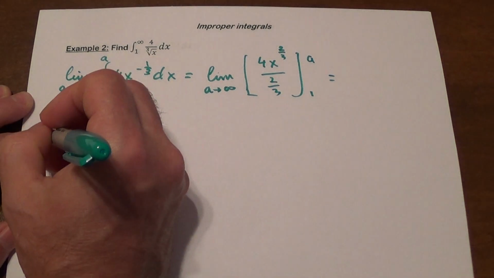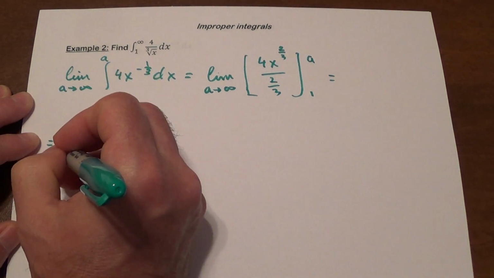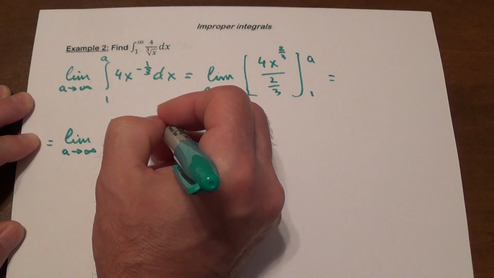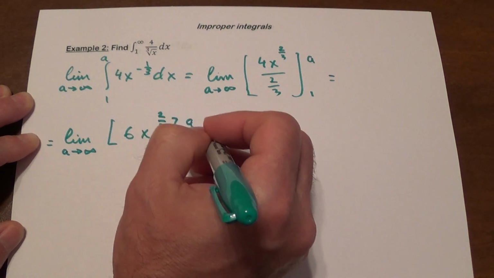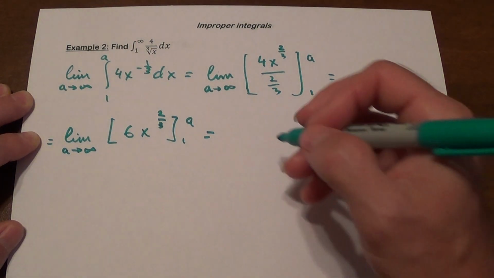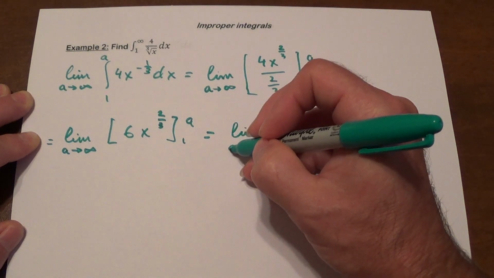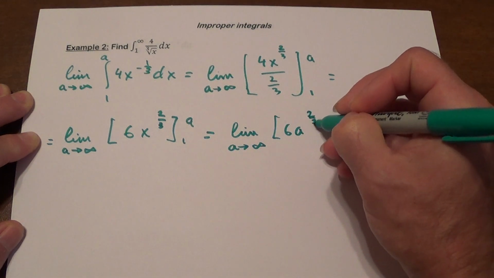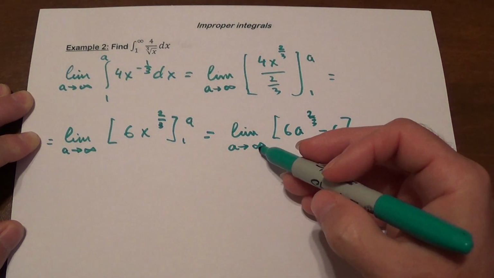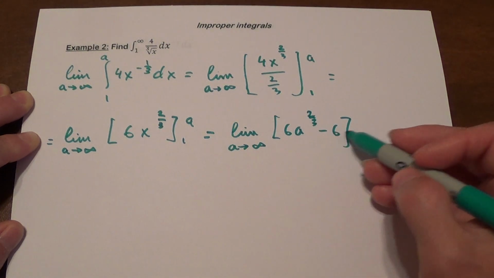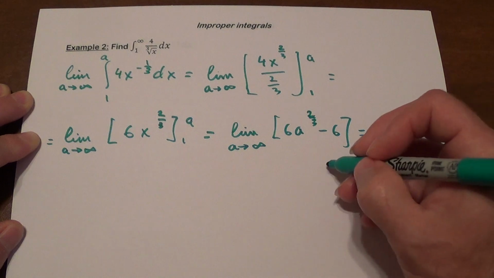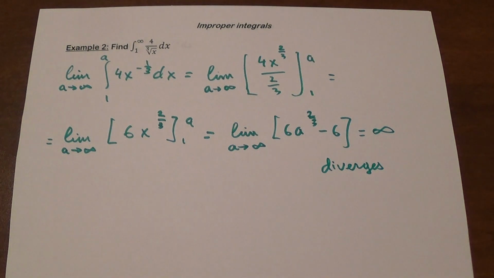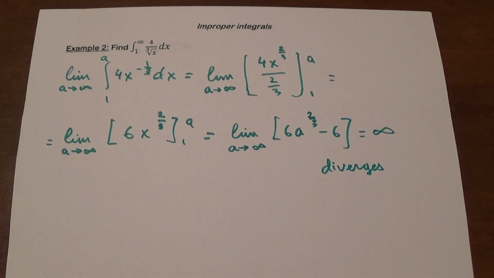which will give us, once we simplify this complex fraction, 6x to the power 2/3 from 1 to a. So we can substitute the values now. It's the limit as a approaches infinity of 6a to the power 2/3 minus 6. And what happens here? This goes to infinity and this is going to go to infinity. This 6 is not going to matter, so it goes to infinity. This integral diverges, which means we do not have a finite value. You can't have an answer here.